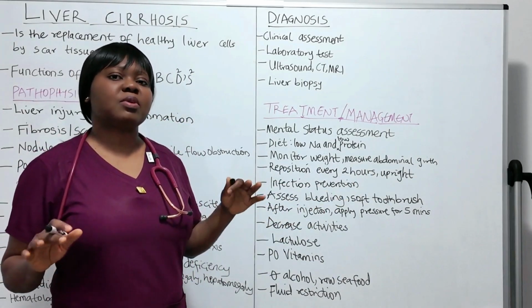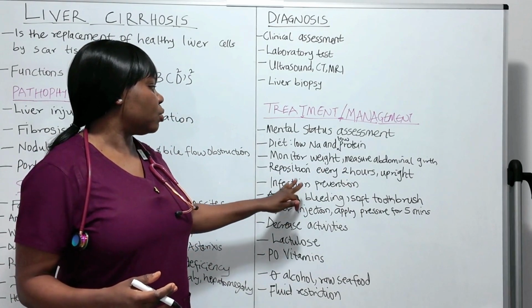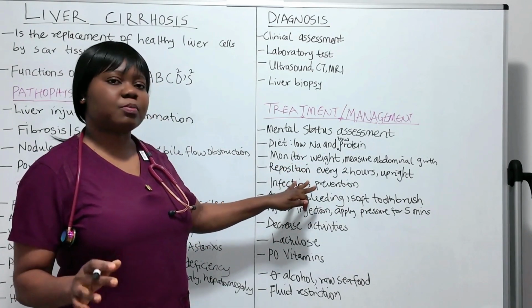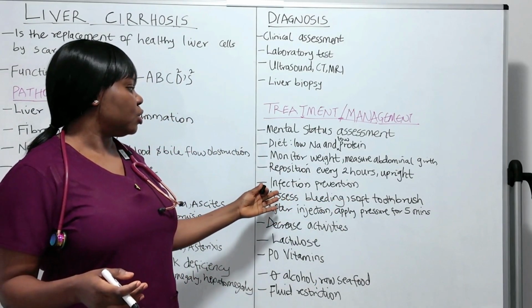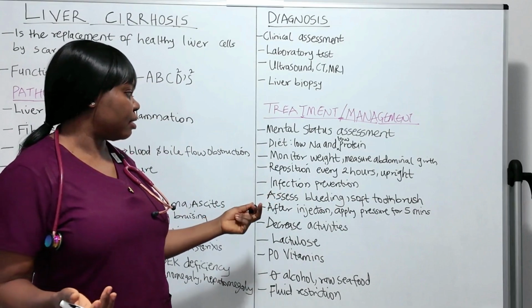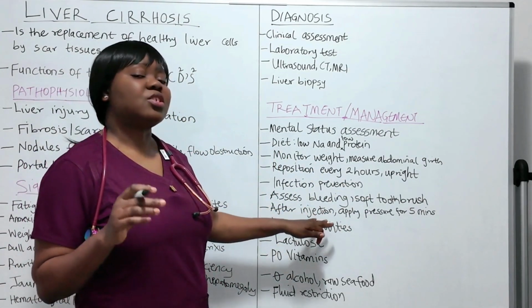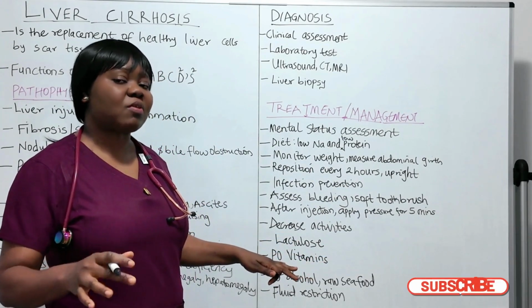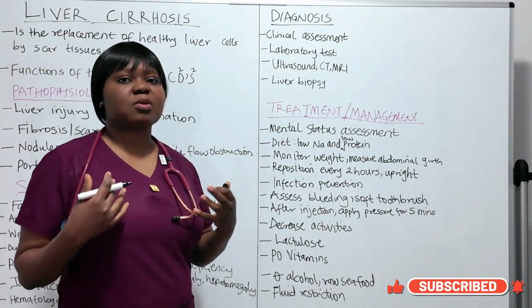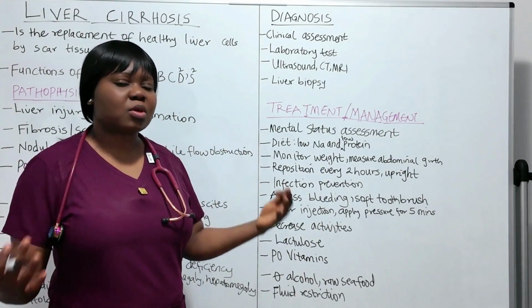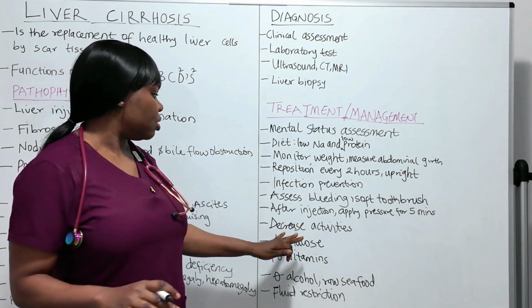Infection prevention, because at this point they are already going through problems with leukopenia, they are not able to fight infection. So you want to, as much as possible, reduce exposure to infection. Assess bleeding because they will bruise easily. So you want to assess bleeding because those clotting factors are no longer there. Give them a soft toothbrush so that they will not bleed. Now, after injection, try and apply pressure on the site for at least 5 minutes because you know they bleed easily. Now, decrease activities because they're going to get tired, and because of that loss of appetite, they're not eating well. So you don't want them to exhaust all their energy.